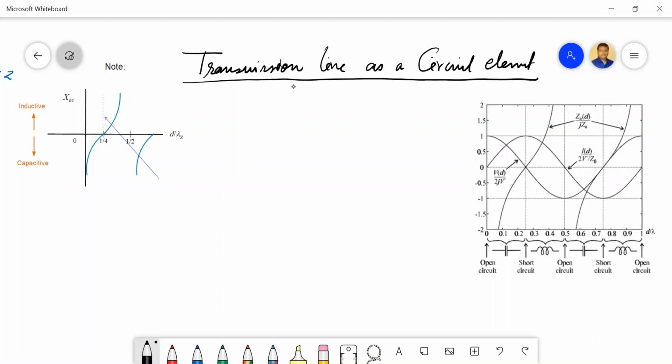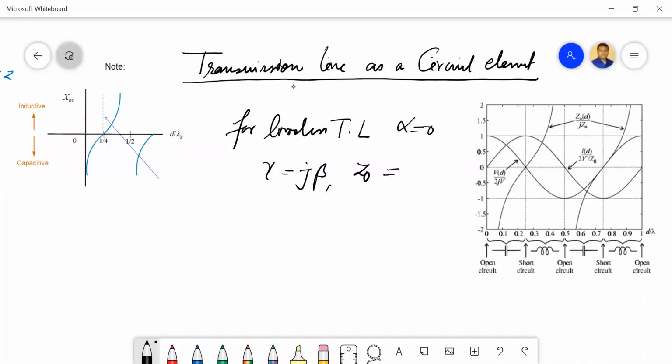So we already have the idea about the input impedance. I'll not write these things again. Let us say a lossless transmission line. For a lossless transmission line, alpha is equal to 0. So what is gamma? Gamma will be j beta, and Z naught, let's say R naught, correct? A real value of the characteristic impedance.